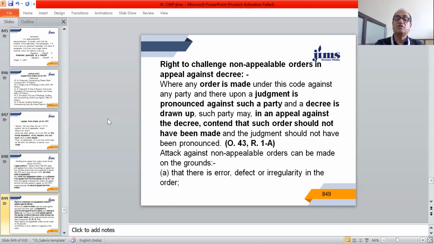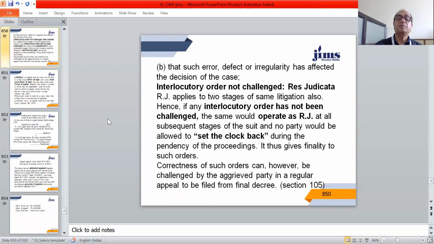This is the mandate of Order 43, Rule 1(A) of CPC, wherein an attack against non-appealable orders can be made on the grounds: A, that there is error, defect, or irregularity in the order; B, the second ground, that such error, defect, or irregularity has affected the decision of the case.